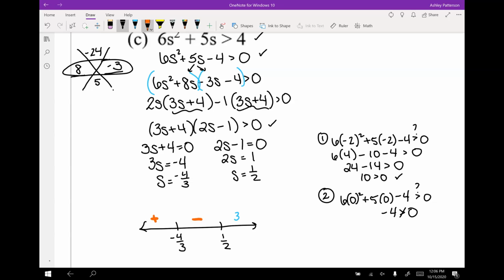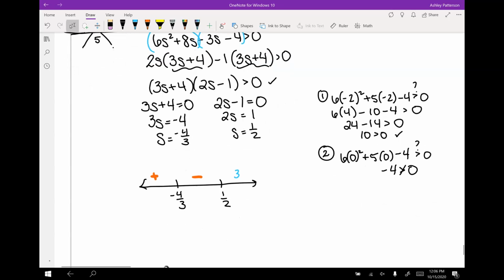All right, last but not least, I need to pick a value that's greater than 1/2. Again, if you're comfortable with your arithmetic and you know that if solutions lie to the left of negative 4/3, they're going to lie to the right of 1/2 because of how the parabola is. Remember, the parabola for this one is going to open up, so we're trying to figure out where the solutions lie in relation to the x-intercepts.